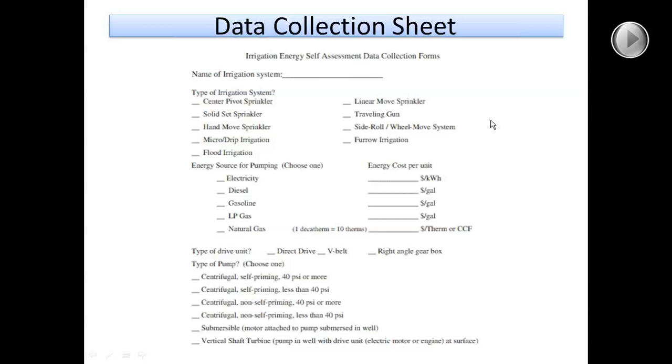This one asks for the name of the irrigation system, and asks you to check what type of irrigation system it is, whether it's center pivot or linear move. I don't know how familiar you guys are with the sprinkler system, so I don't know if I'm going into too much detail or not enough, so let me know. Linear move is basically like a center pivot, except it moves straight across the field instead of rotating around a circle.